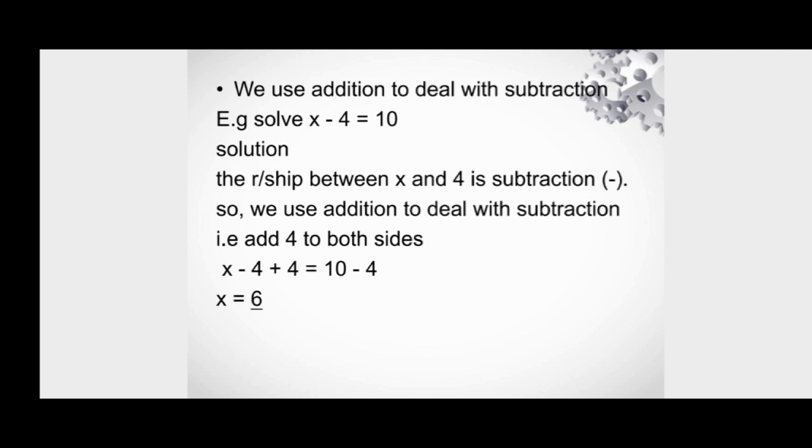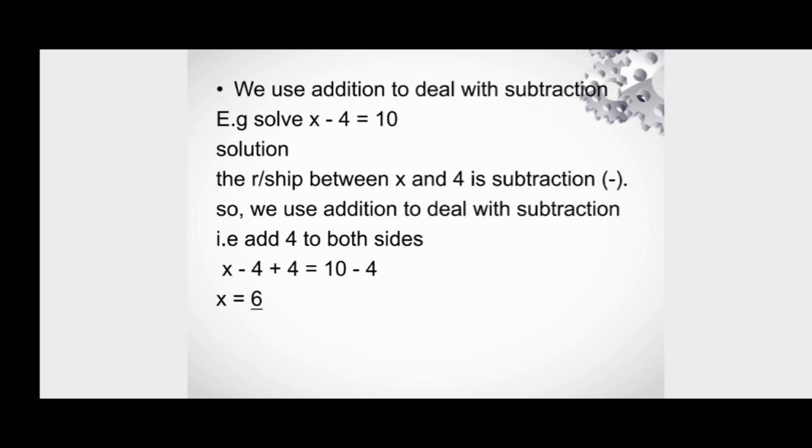Solution. As I said, we look at the relationship between x and 4, which is subtraction. So we use addition to deal with subtraction. That is to say, add 4 to both sides. Both sides meaning the sides are 2, and that is why we use the plural: left-hand side and right-hand side. In the left-hand side we have x minus 4, and in the right-hand side we have 10.